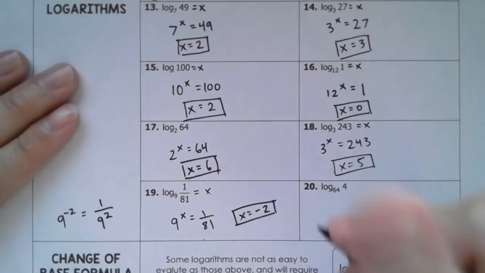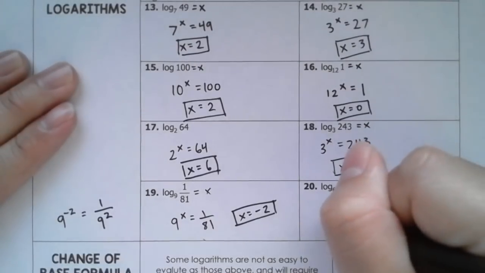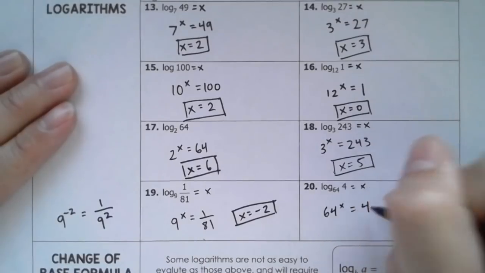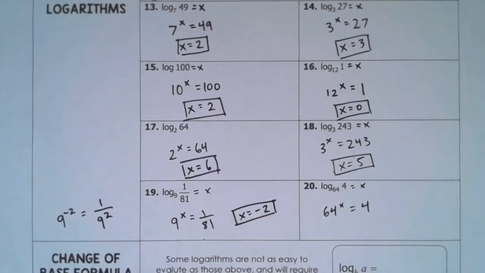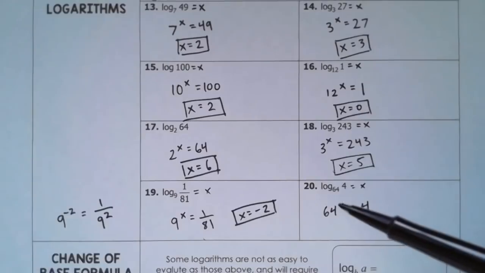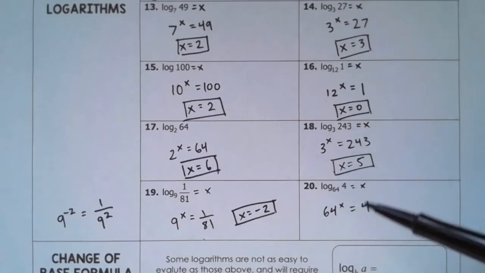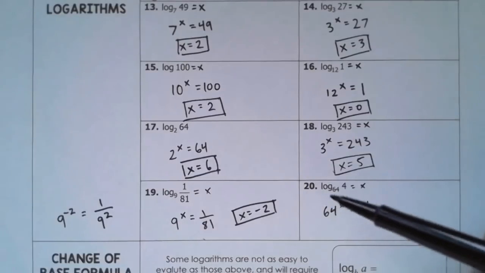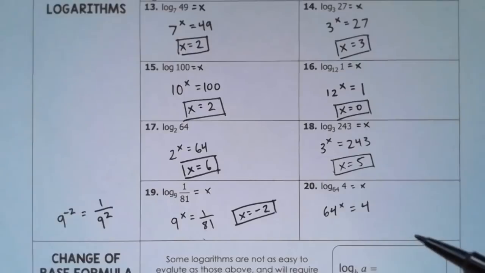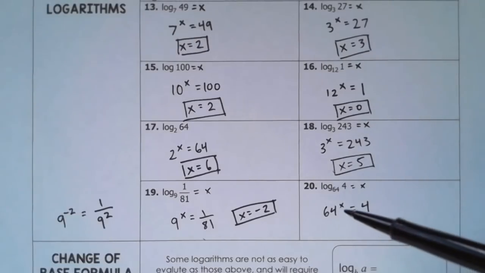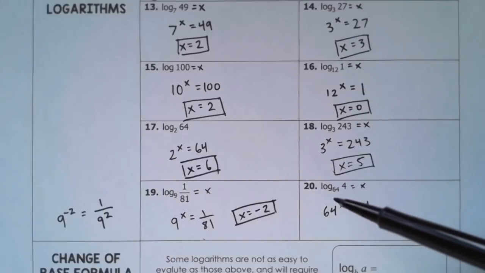Number 20, I have 64 to the x is equal to 4. So this one's a little different. I have a base to the x is equal to some smaller value. So how do I go from this value here down to something smaller? This takes from our previous unit on rational exponents. I'm not dealing with some whole number here. I'm going to have a fractional exponent.